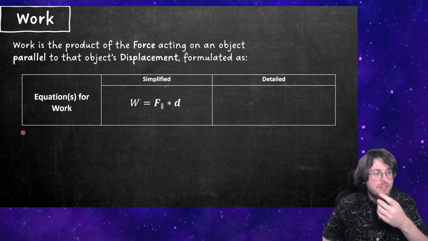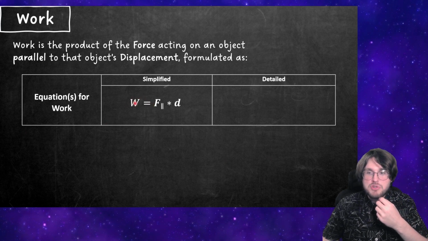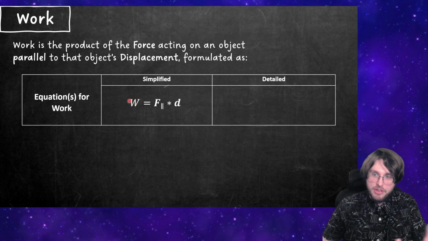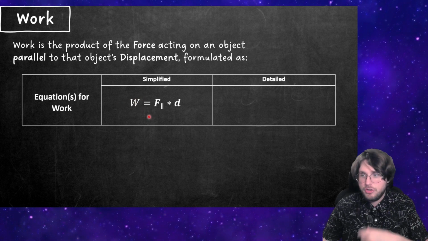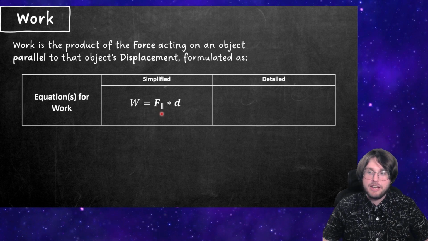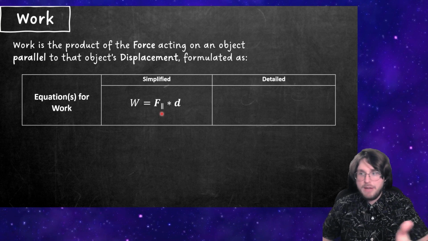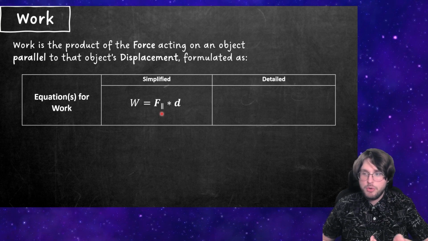In an introductory physics class or a first-year physics class, if it's not calculus-based, you generally see it as work equals force times distance, or maybe force parallel to times distance. And these little vertical lines here are just indicating that we need to make sure that the force being multiplied by the distance is parallel to that distance.